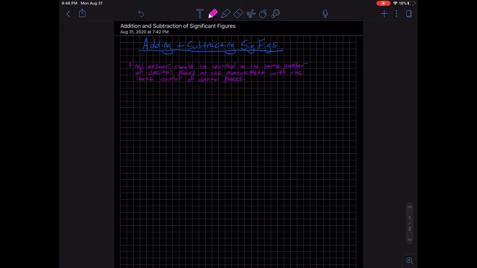Now there is a rule for adding and subtracting sig figs. The rule is the final answer should be rounded to the same number of decimal places as the measurement with the least number of decimal places. It sounds like a lot, but again, once you see it, it'll make a lot more sense. So let's look at an example.